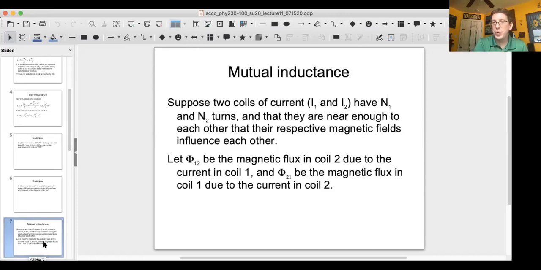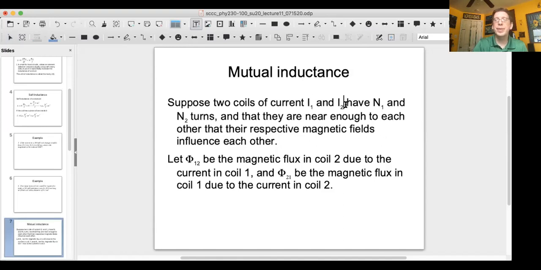So we have two coils of current I1 and I2, and they have N1 and N2 turns. And they are near enough to each other that their respective magnetic fields influence each other. So basically, they can exert an influence on each other, and a change in current through one can induce a current through the other. And that's basically what mutual inductance is. And if it works one way, it can work the other way as well. And possibly, they can work on each other simultaneously.